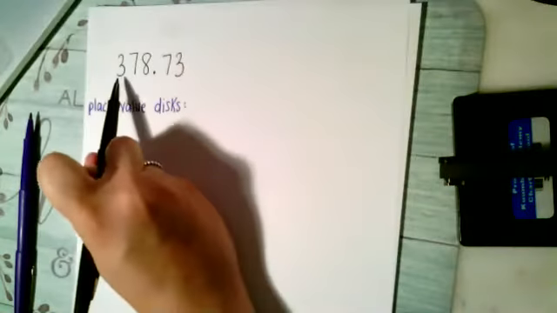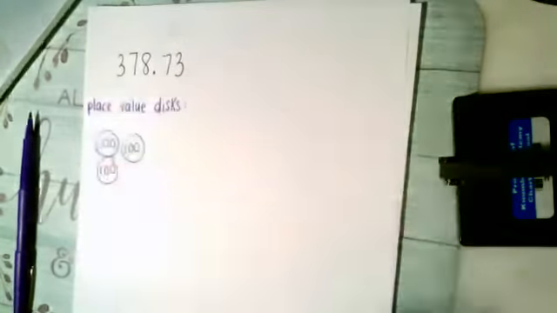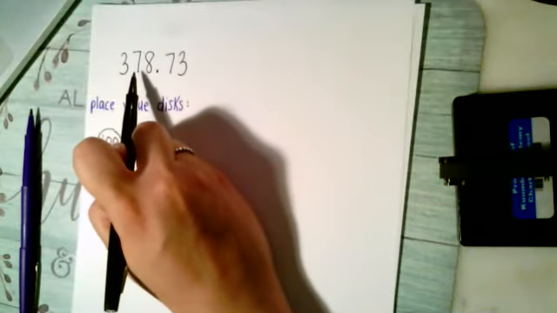So for example, I have three hundreds. So I would draw 100, that's one. Another 100, that's two. Another 100, that's three. So I'm showing that I have three hundreds. Now I would look at my next place. My next place is my tens place. So I have seven of them.